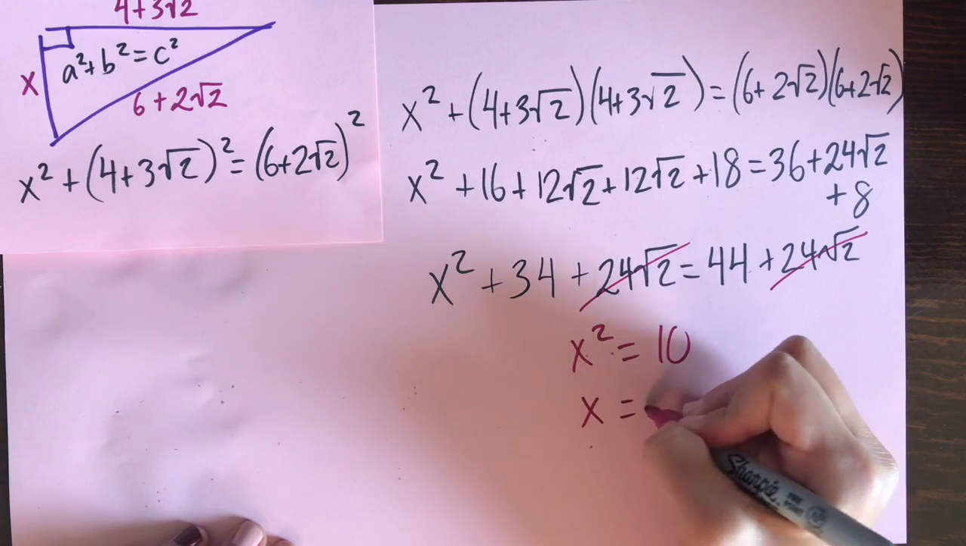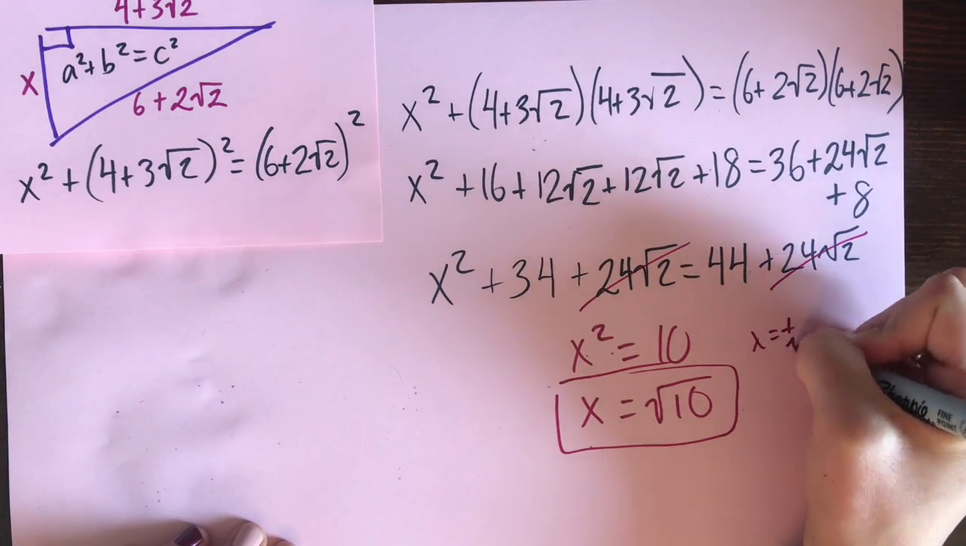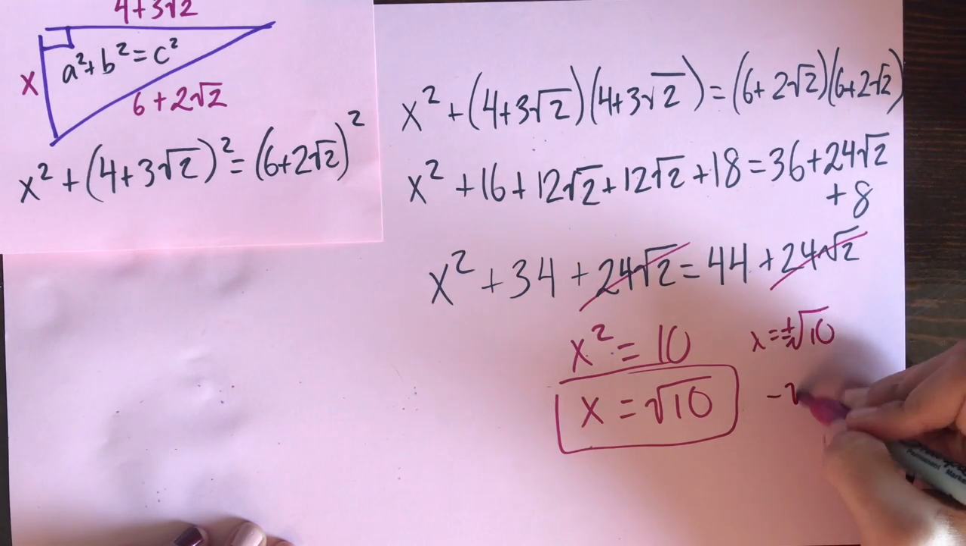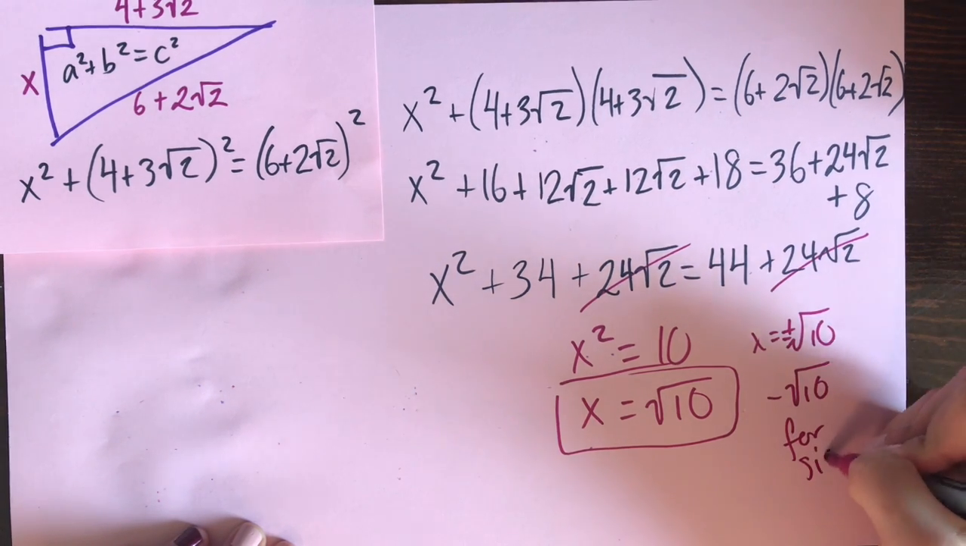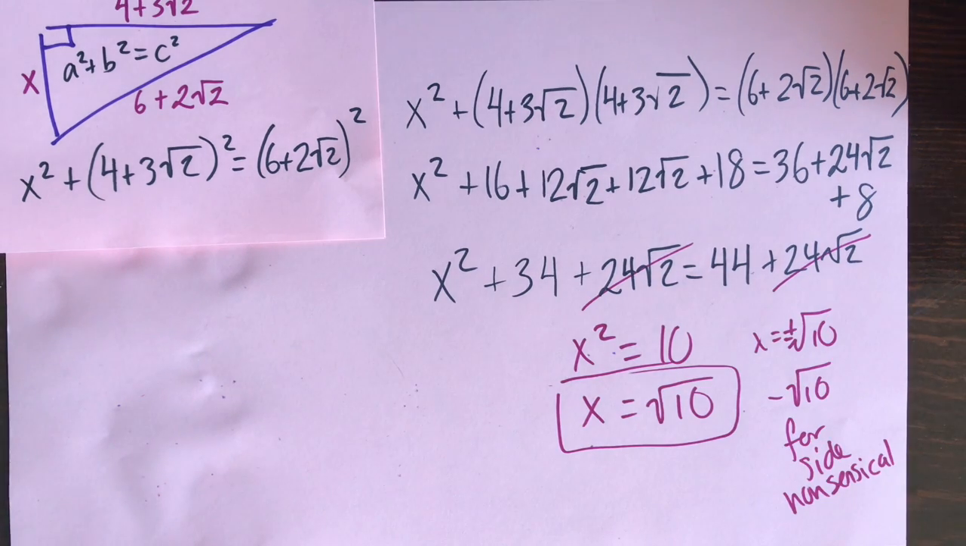Okay, so the 24 rad 2s cancel, and I end up with x squared is equal to 10 when I bring the 34 to the other side. So therefore, x is equal to root 10. Now, technically, it would be x is equal to plus or minus root 10, but we're talking about a triangle, and sides are always positive. It doesn't make sense to have a side be negative, so we only keep the positive solution.